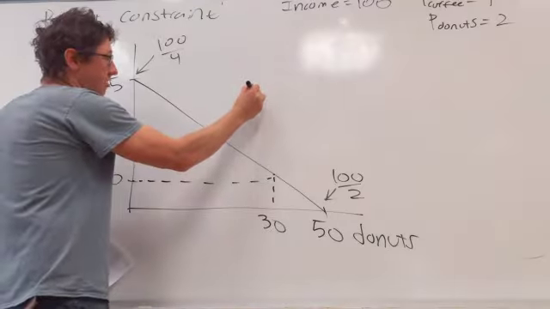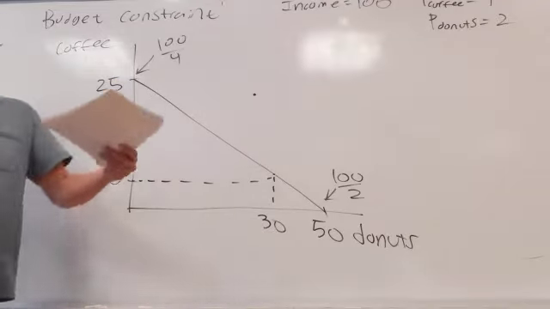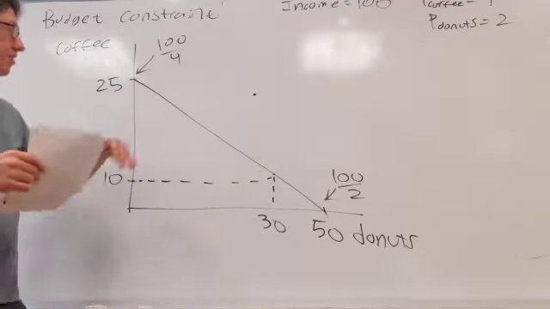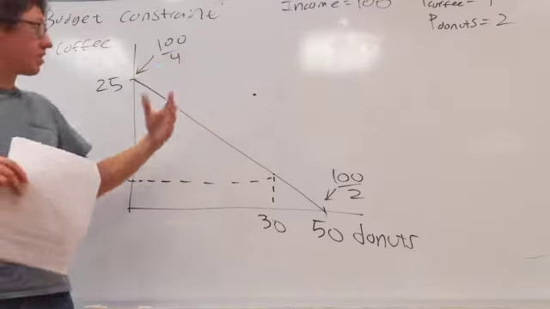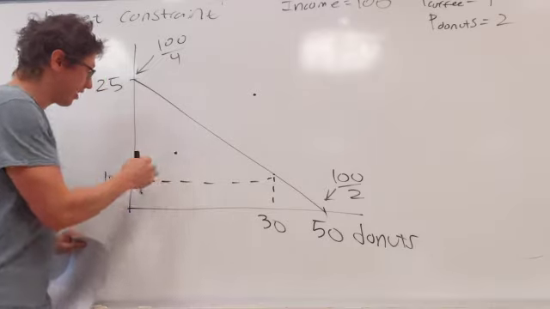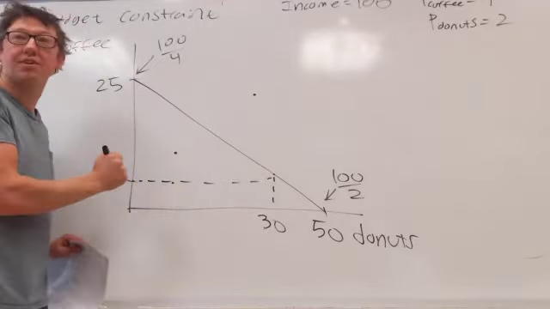It would be great if they could consume this point, lots of coffee and lots of donuts, but they can't afford it. So anything outside of the budget constraint is infeasible. On the other hand, they could afford this, like 10 and 10, for example.